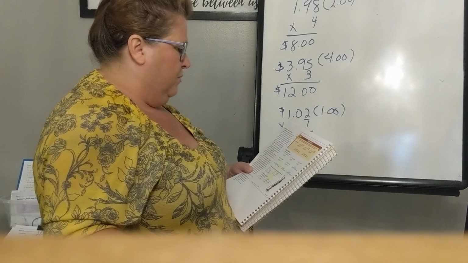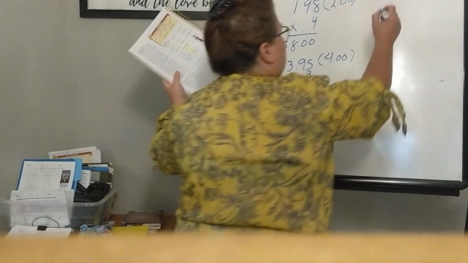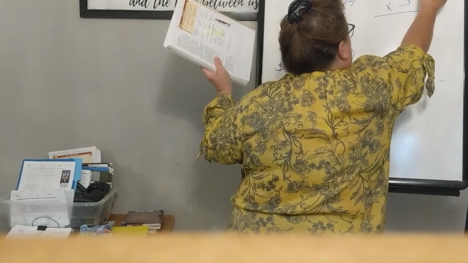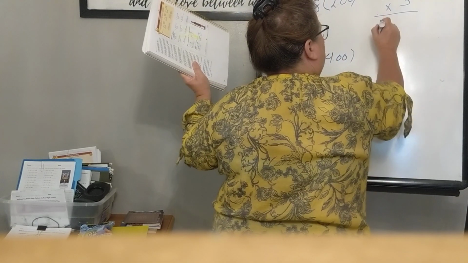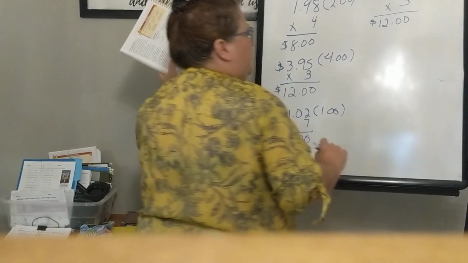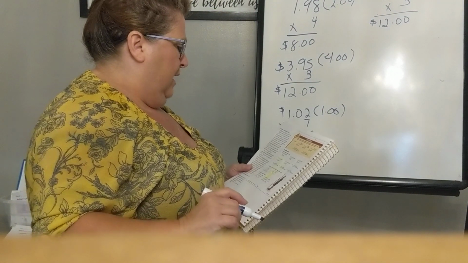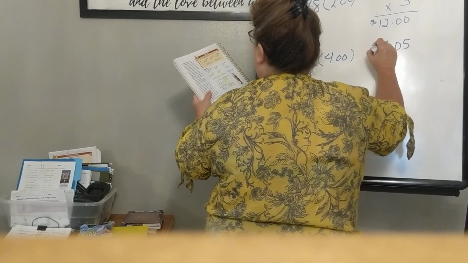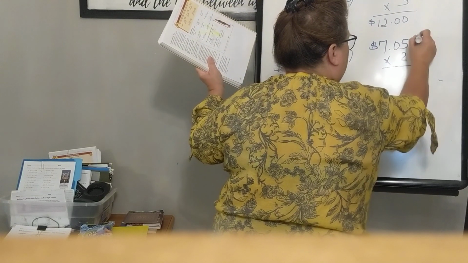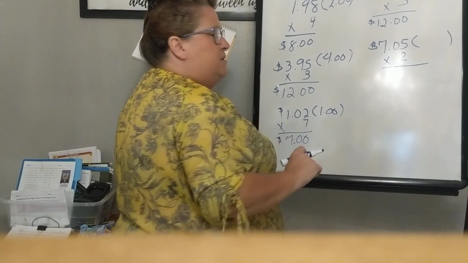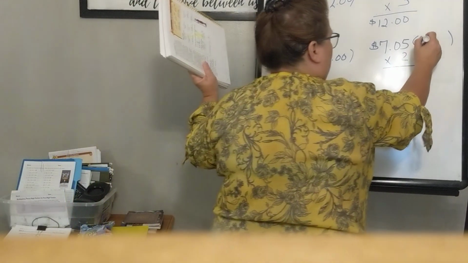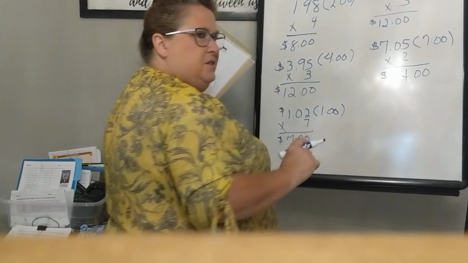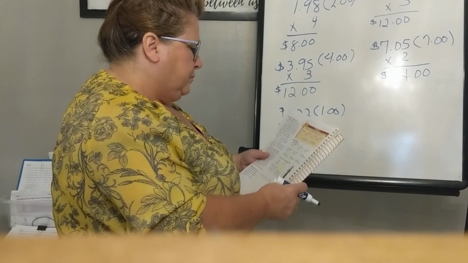Okay? Where are we at? Letter D, $3.98 times 3. What's that $3.98 closer to, $3 or $4? Closer to $4. 4 times 3 is 12, so your estimated answer is $12, okay? Letter E, we have $7.05 times 2. Is that $7.05 closer to $7 or closer to $8? It is closer to $7. So 7 times 2 is $14. Okay?